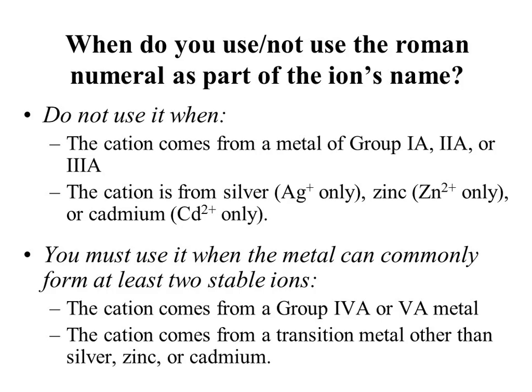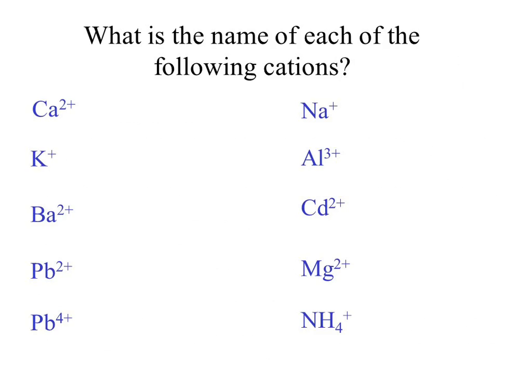So one way to think of why you don't use it for the 1A, 2A, 3A, and zinc, cadmium, and silver, is that you can hang your hat, I use that phrase, on the charge that they form. So you don't have to use Roman numerals. There's no guessing. You just need a periodic table to know what charge it is. For the other ones, you have to use Roman numerals to say what charge it is. So then it goes something like this.